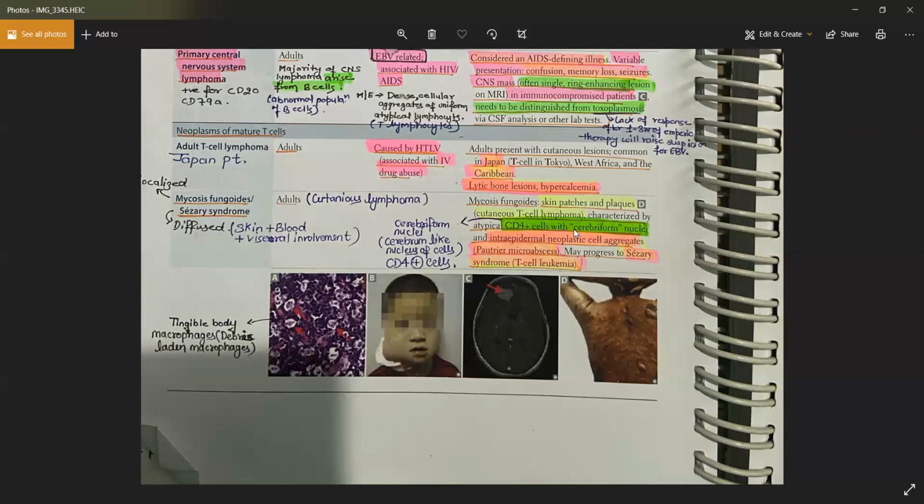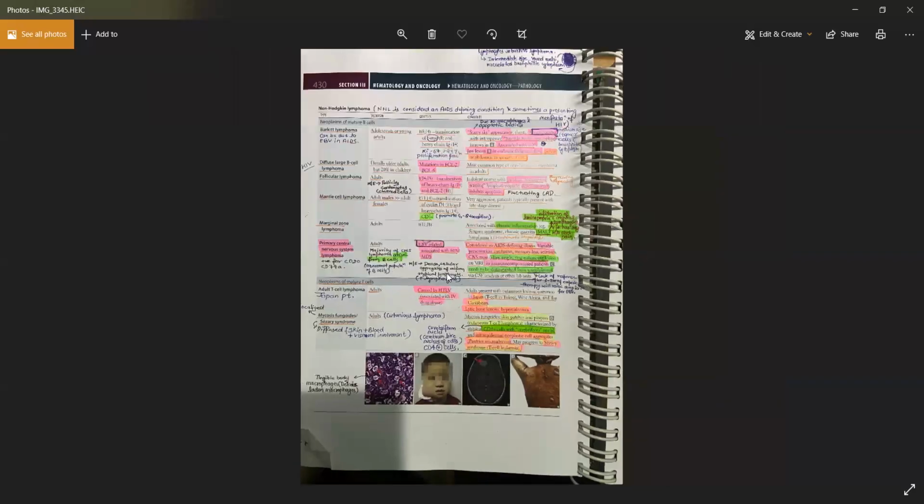So it depends whether you are seeing these cells only in the skin, which means mycosis fungoides. If you're seeing these cells in the skin, in the blood, and in the other organs also, that means it is Sézary syndrome. Is that okay? So that's everything about the B cell and T cell lymphomas. Any doubt?